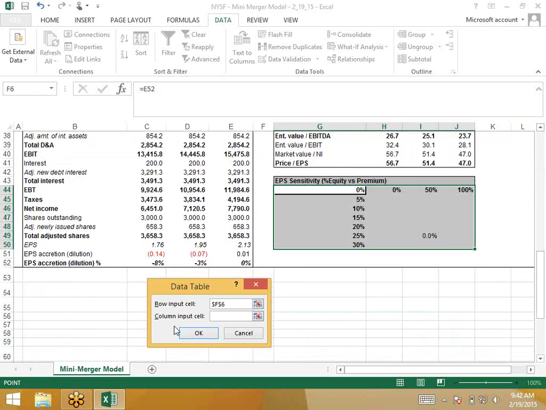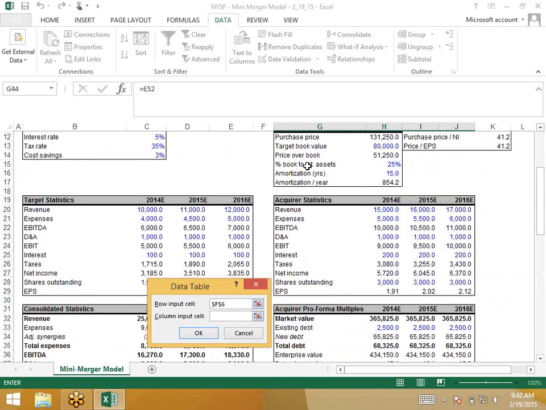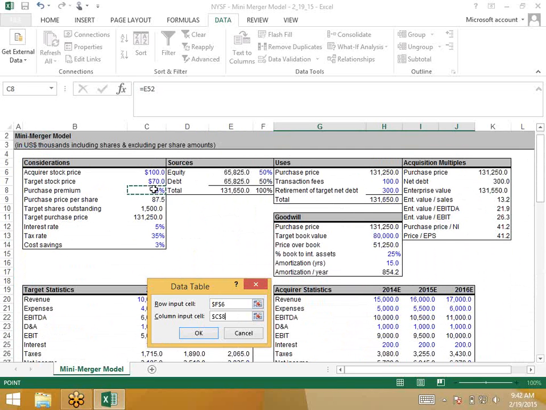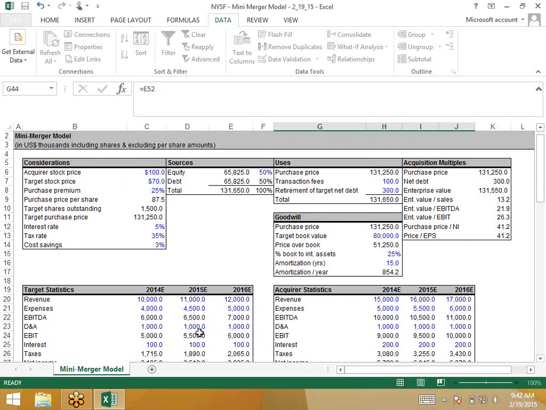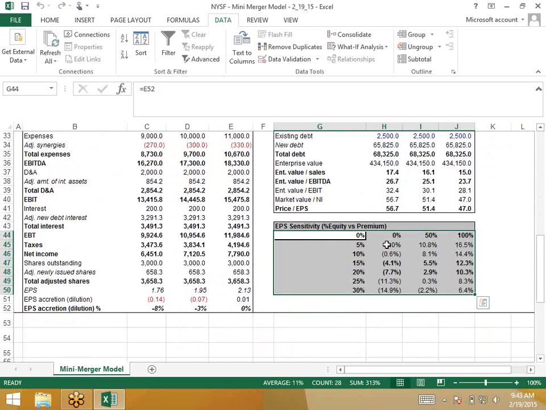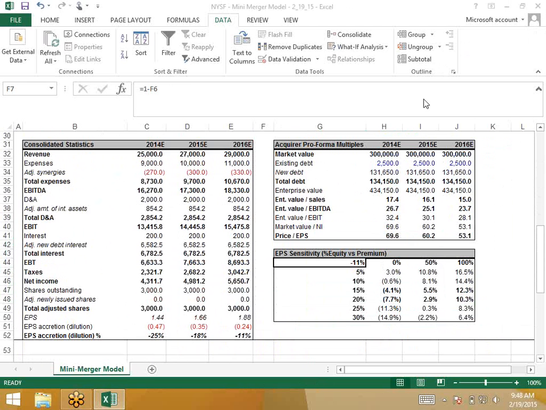The column input cell is saying, all right, of the percentages up and down the column, where does it go in the model to change that variable that would affect the output? That's the premium. We want this to indicate an adjustment in the premium. So column input cell, we're going to allocate to premium, and we're going to hit OK. And this is what everyone should have. I'll take a second, make sure you guys get the same numbers. Some of you might not.